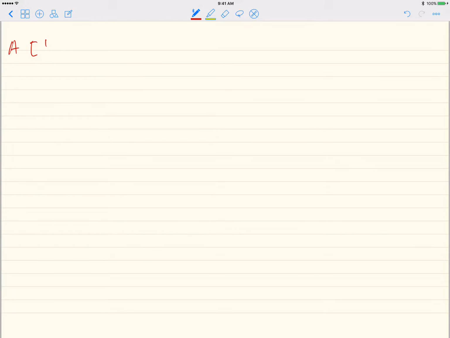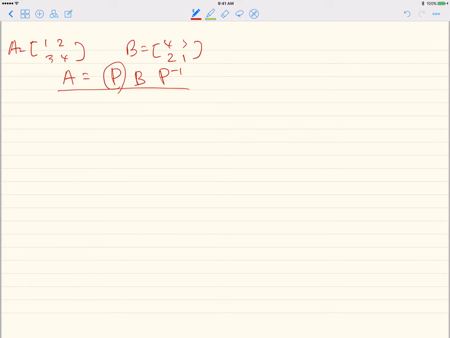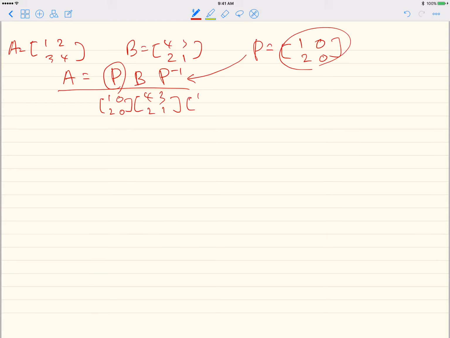Suppose I give you A as 1, 2, 3, 4, and B as 4, 3, 2, 1. This is just a hypothetical scenario. You want to find this relationship, but this is not always true for any arbitrary P. Suppose I give you a predetermined P as 1, 0, 2, 0, for example. Then this will not satisfy the equation. If you evaluate this expression, this is not invertible, so it cannot even be plugged into this equation, right?